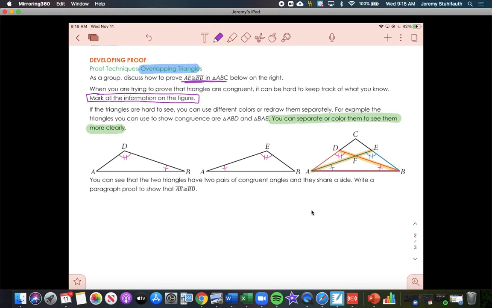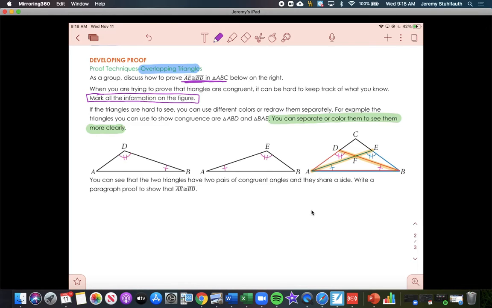So if you look at this, we know angle D is congruent to angle E. Why do we know that? Because the original picture tells us that through the congruency markings. We also know that angle A is congruent to angle B, again because of the original congruency markings. So at this point, we wonder what other information we know. Do we know that any other pieces are congruent? Because this information alone is not enough to prove that the triangles are congruent.